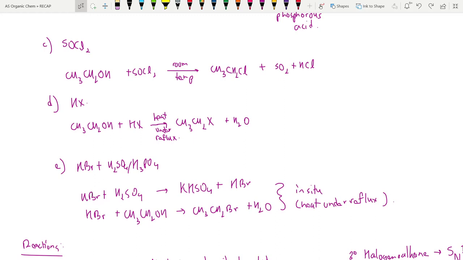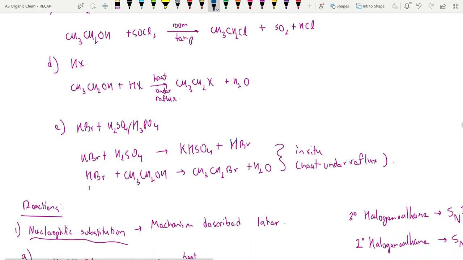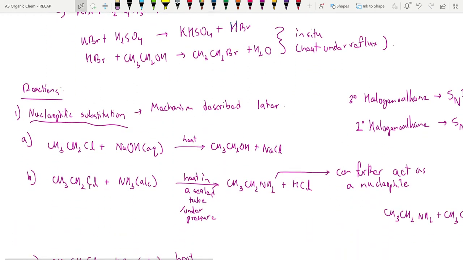Basically, this is under the halogens chapter. KBr first reacts with H2SO4 to form HBr, the hydrogen halide. Then the hydrogen halide reacts with the alcohol to form the halogenoalkane. Why do we do it in this way? Because the hydrogen halide is typically gaseous, so it's very difficult to make it react directly with the alcohol. So we need this in situ preparation, heat under reflux.